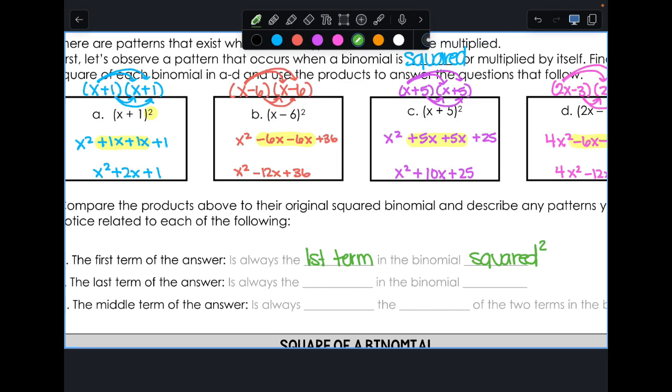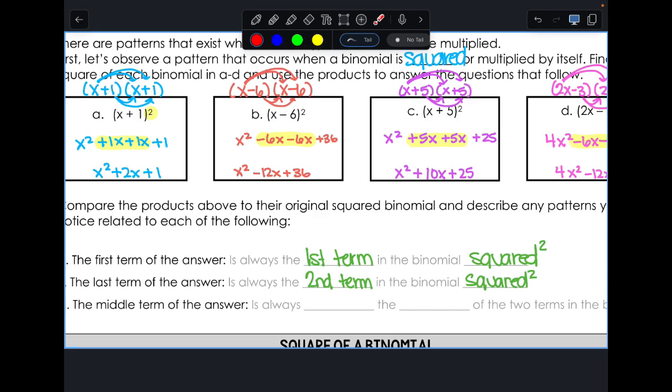Why? Because a positive times a positive is always a positive, and a negative times a negative is a positive. You're multiplying them, so it always becomes a positive. If you're multiplying a term times itself, you're squaring it. So the last term is always the second term squared. The last term of the answer will always be the second term squared. The first term of the answer will always be the first term squared.